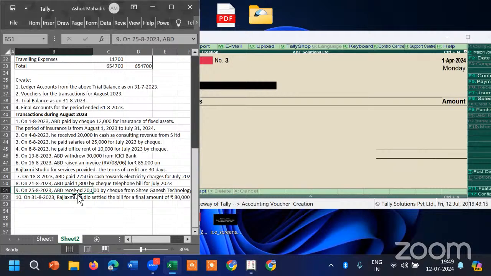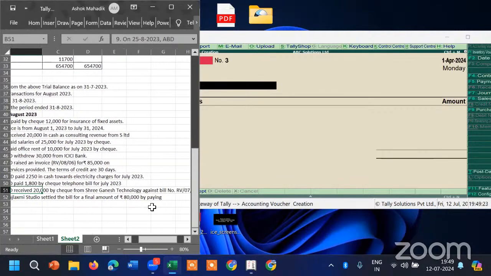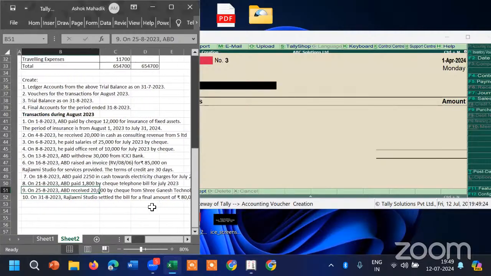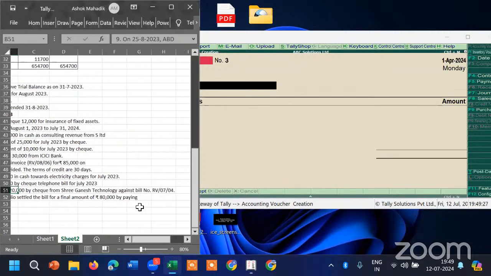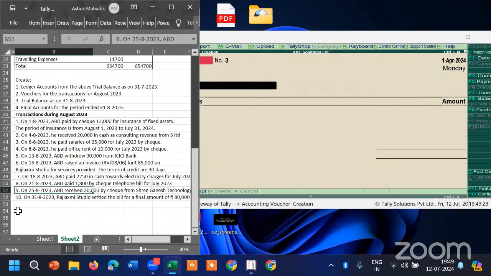The last one, on 31st August, Rajalakshmi Studios settled the bill for a final amount of 80,000 by paying something is missed. Yeah, I'll continue here. I know the transaction. Yesterday I wrote the entire sum in Excel so that you can see it, because when I chose the sum it was very faint in the book, so you could not have seen it properly.